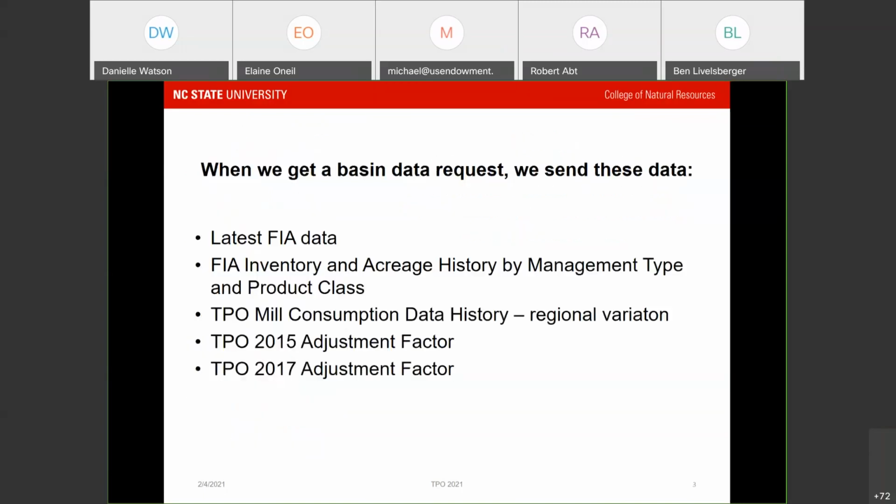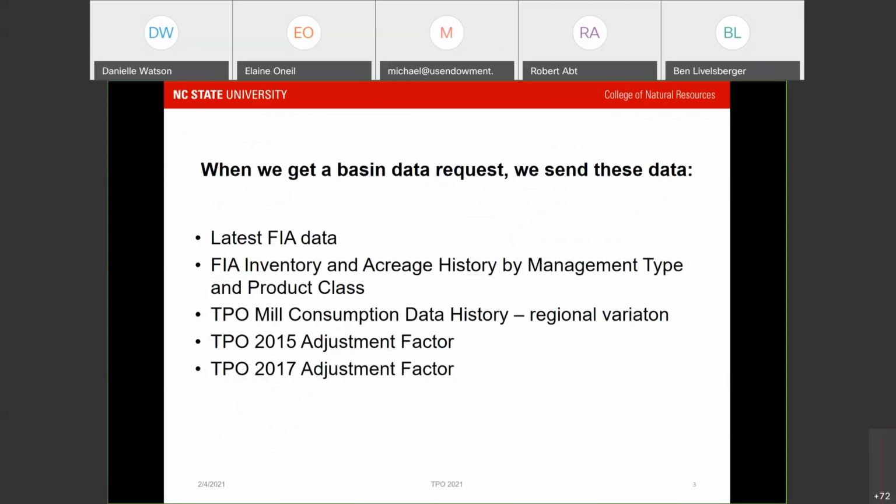So I'll go through a typical example. It might be someone who's going to build a mill, or it might be someone who has a mill wanting to look at the future. They will send us maybe a 60-mile circle of area they're interested in, or more often they'll send us 7 or 8 different areas they're interested in that they want to compare.